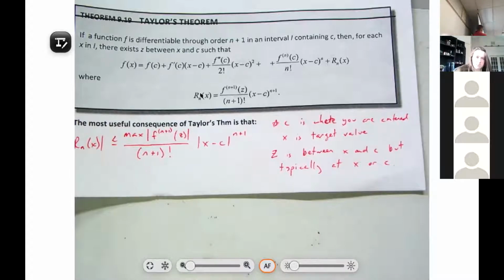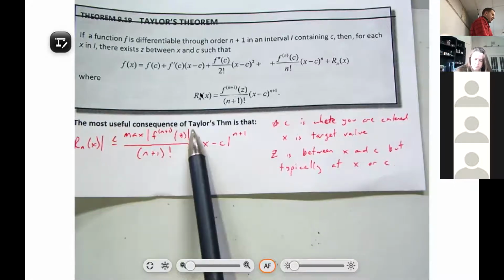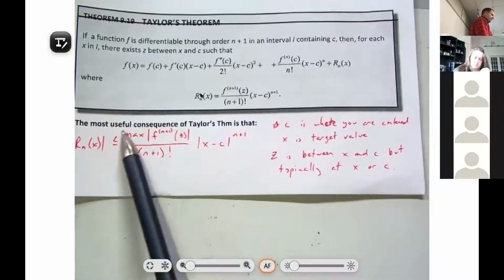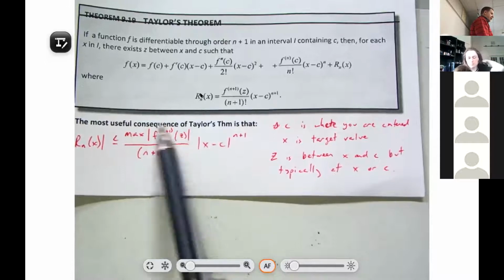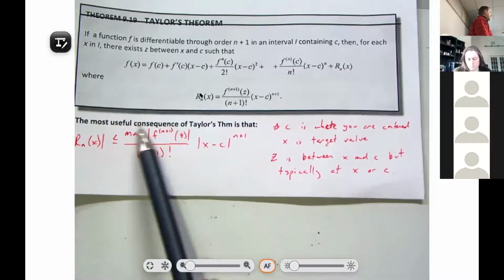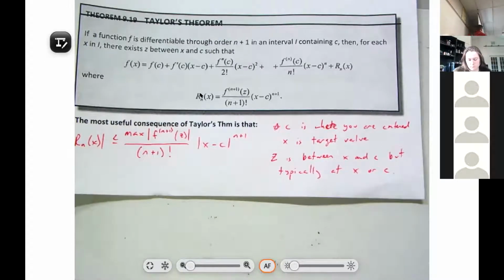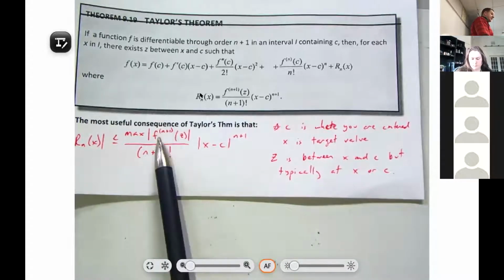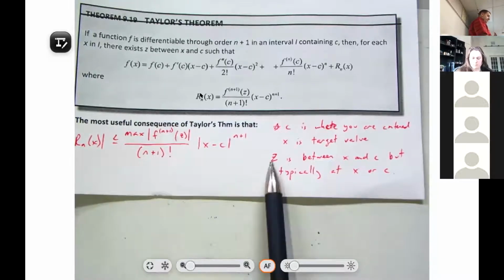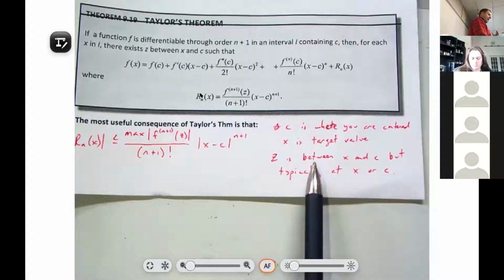Now, Z is the toughest one. The tough part of this formula is really this part right here. This is the part that scared me. I was like, what in the world? Depending on the textbook or resource you look at, they use different letters for these things. It always looks a little different depending on the resource. I found this to be the easiest for me to understand. Z is a number between x and c.